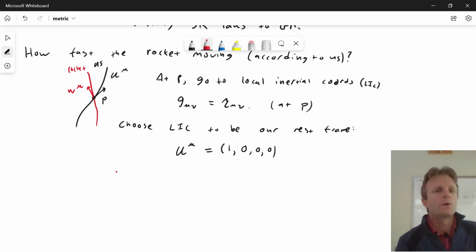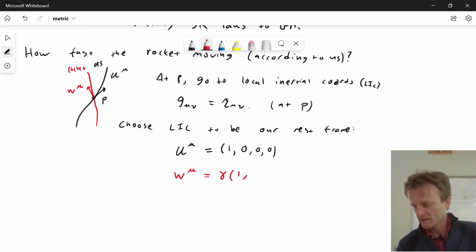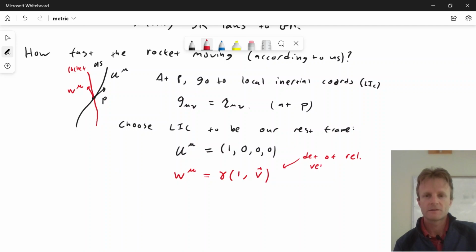Now, we're just in special relativity. We want to write our four-velocity for our moving body. Well, there's a general form for the four-velocity of something moving, right? It's the gamma factor times (1, velocity). This is what we mean by velocity in special relativity. If you like, it's the definition of relative velocity. Right? These two are important.